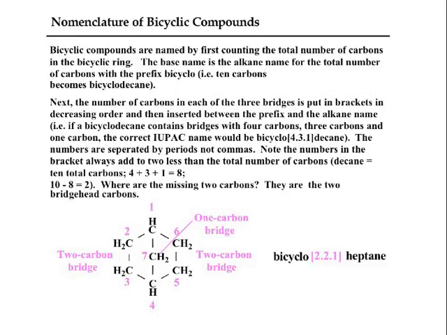Because the bridgeheads don't get counted. That's right. It's the bridges that we're counting in there. So if your numbers don't add up to 2 less than the total number in the parent, you've done something wrong. It's a way for you to check yourself.